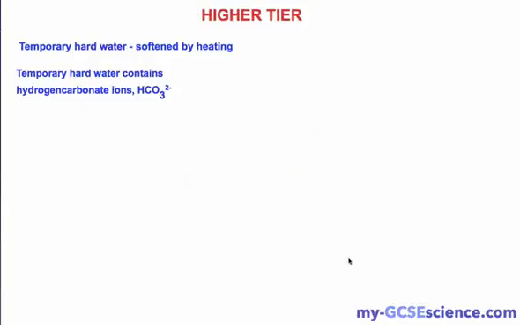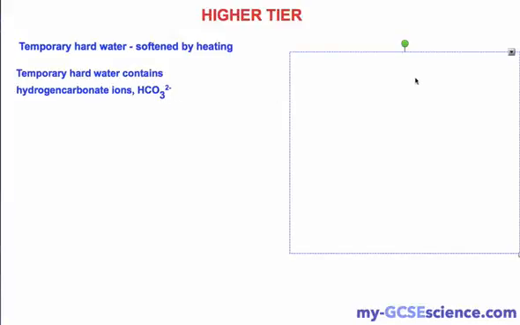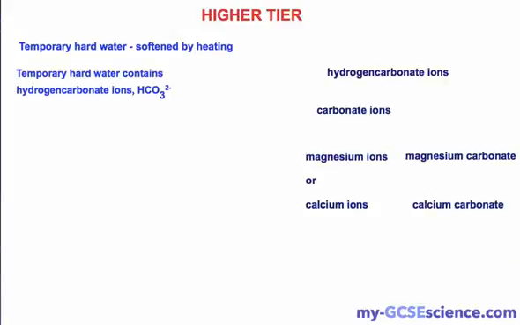The last thing I want to go through is for the higher tier only. So if you're doing the higher tier, you do need to know about this, and this is how hard water is actually softened, or temporary hard water is softened when you heat it. So the first thing to remember is that temporary hard water contains what we call hydrogen carbonate ions, and it's written like this: HCO3 with a little charge of a 2 minus. So we have our hydrogen carbonate ions.